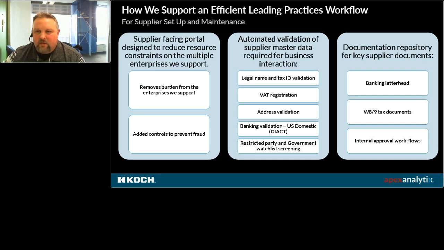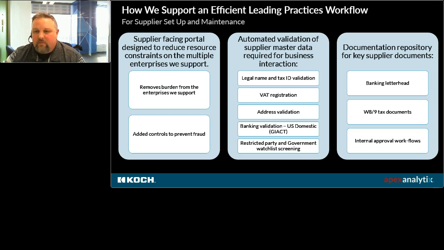Some of the key things around this workflow and the needs for us to drive those efficiencies was really trying to help us identify ways that we can push some of the burden back onto the supplier who's wanting to do business with us, versus all that burden being on the enterprises that we support today. We've added additional controls that help prevent fraud through automating the banking validation and supplier master data required for those business interactions, really focusing on legal name and tax identification numbers, VAT registration, legal addresses, physical and remit-to addresses, and then the banking piece, validating the banking in an automated manner.